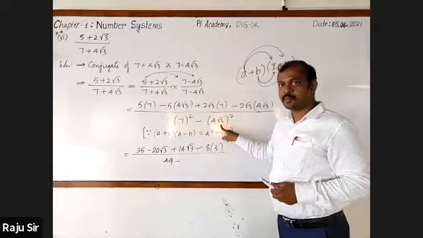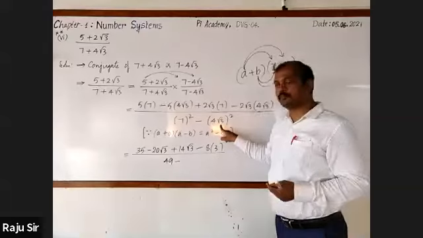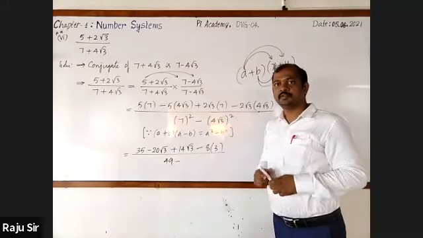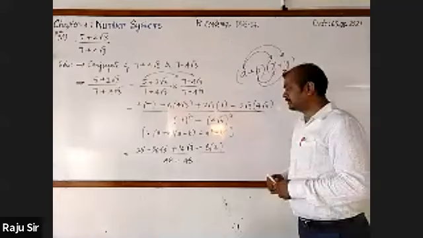4 into root 3 whole square, sir. 4 square is equal to 16 into 3. 16 into 3, 16 times 3 is how much? 54. Where are you? 48. Sorry, sir. You are recalling the table of 18. Okay, 16 3s are 48.